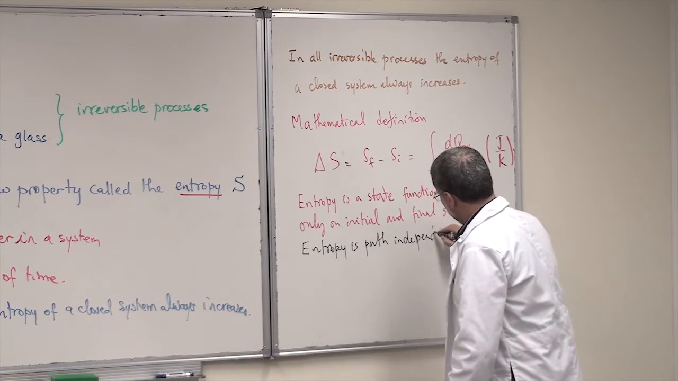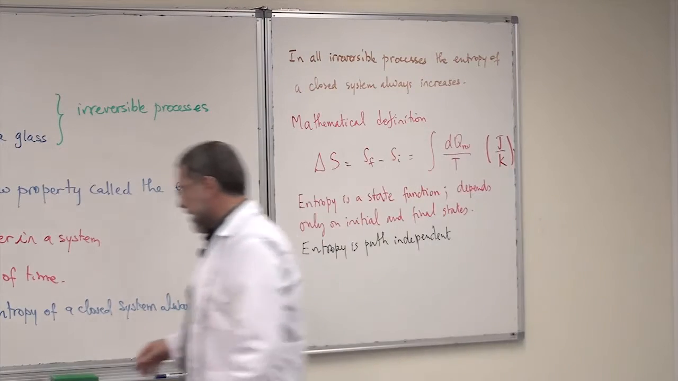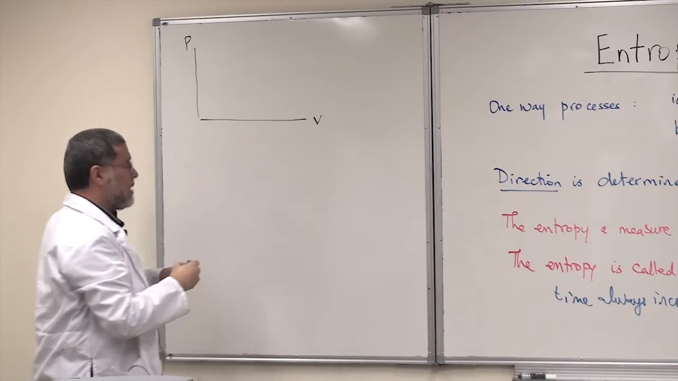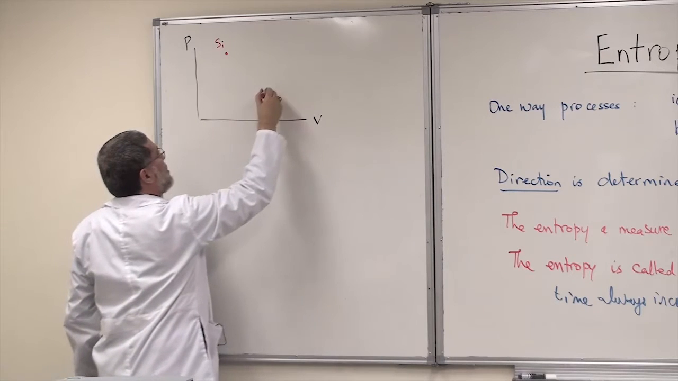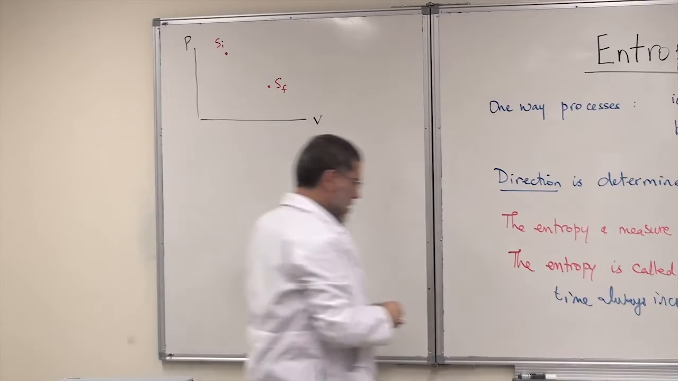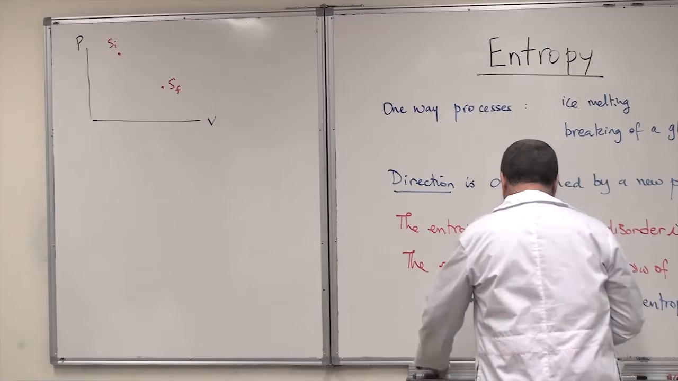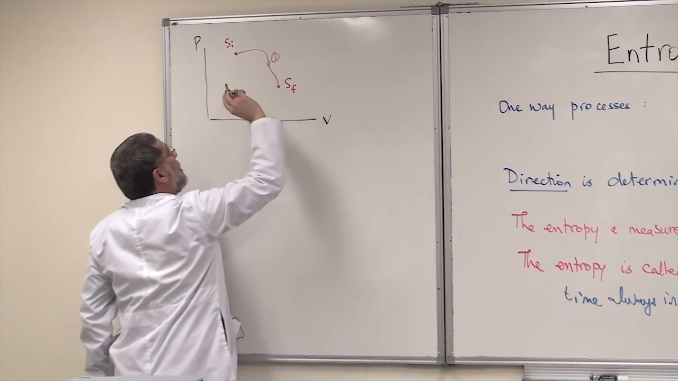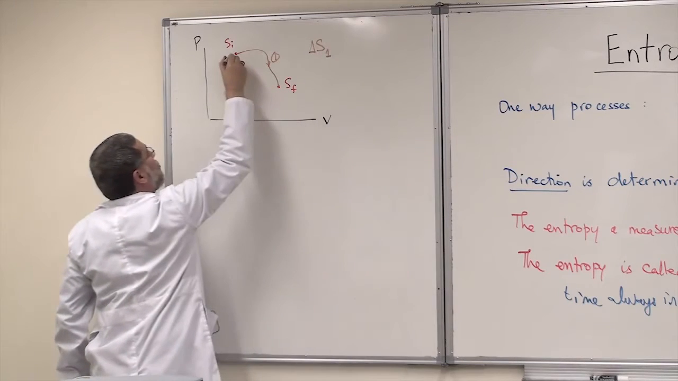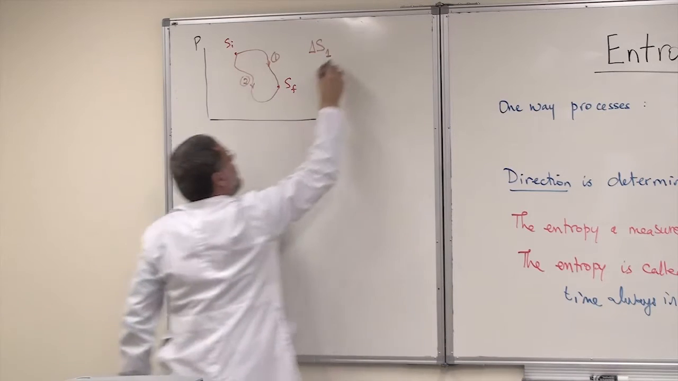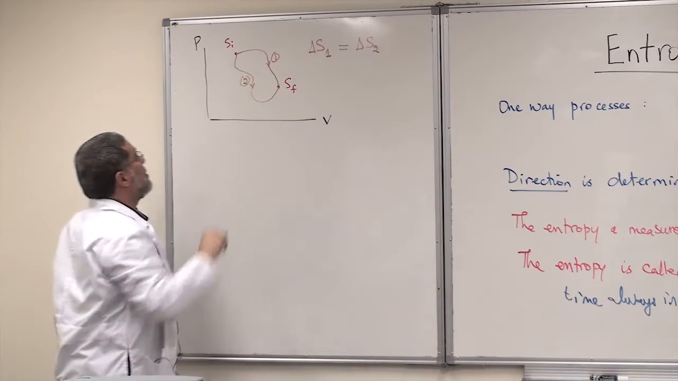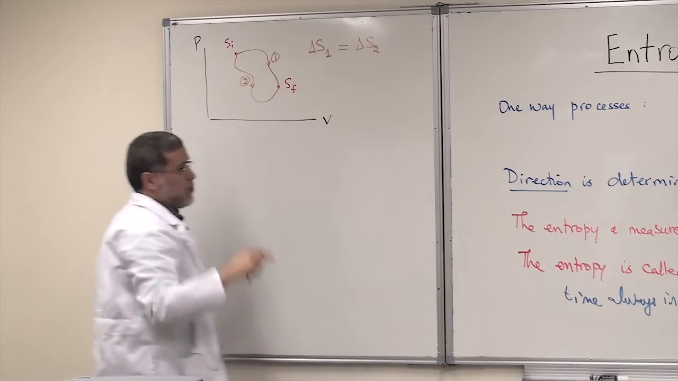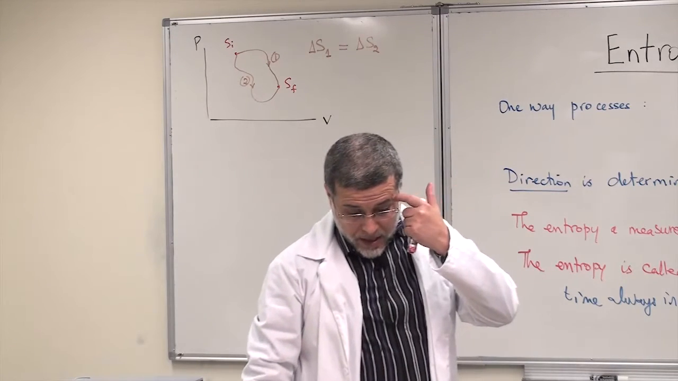So if somehow I draw a PV diagram here for you, and I know the entropy in a state I call Si, and I know the entropy in a state F, I call it Sf. If I go through this process here, number one, and I calculate delta S1, and I go through a different path, number 2, and I calculate delta S2, I find them to be equal, because it is the same initial and same final states. Whatever path you take, delta S will be the same, and we call this a state function.